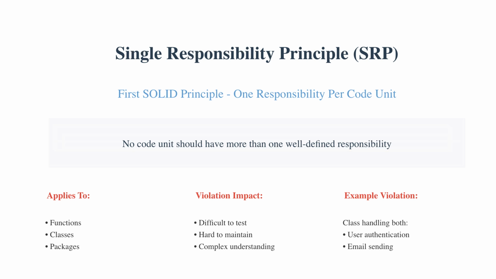Here's a classic violation example. Imagine a class that handles both user authentication and email sending. This violates SRP because it has 2 distinct reasons to change: authentication logic updates and email service modifications. These are completely separate concerns that should be handled by different classes.